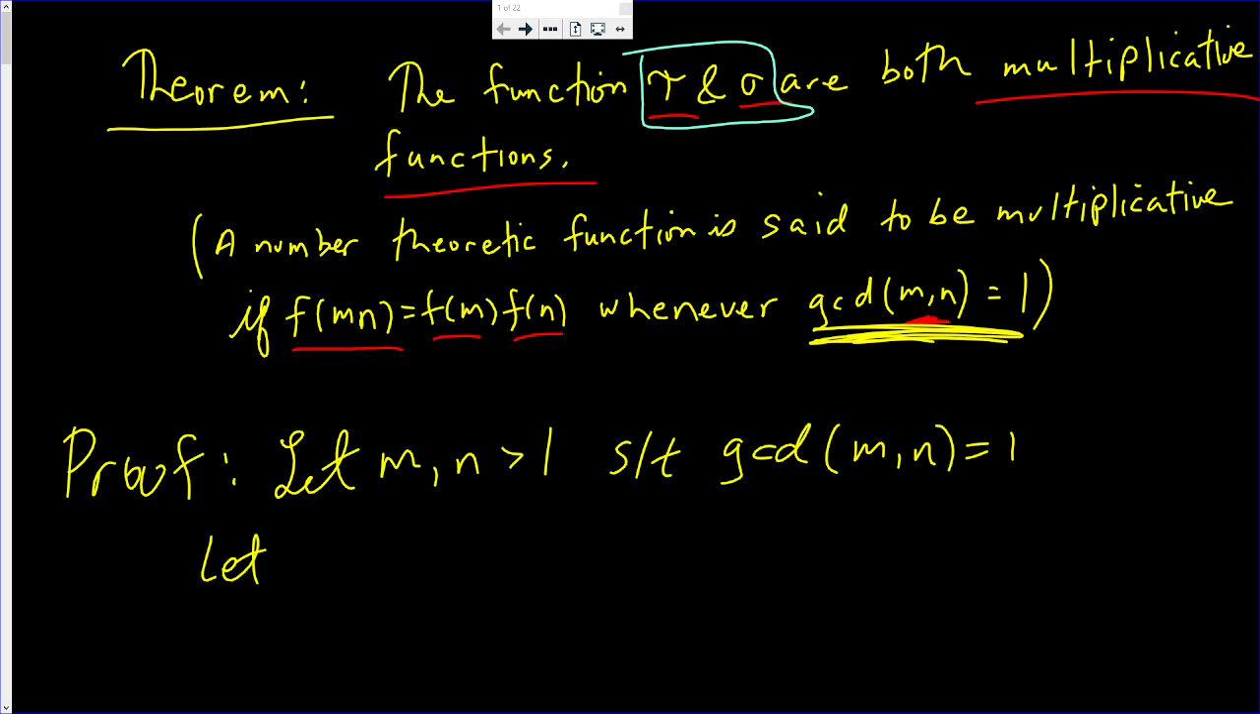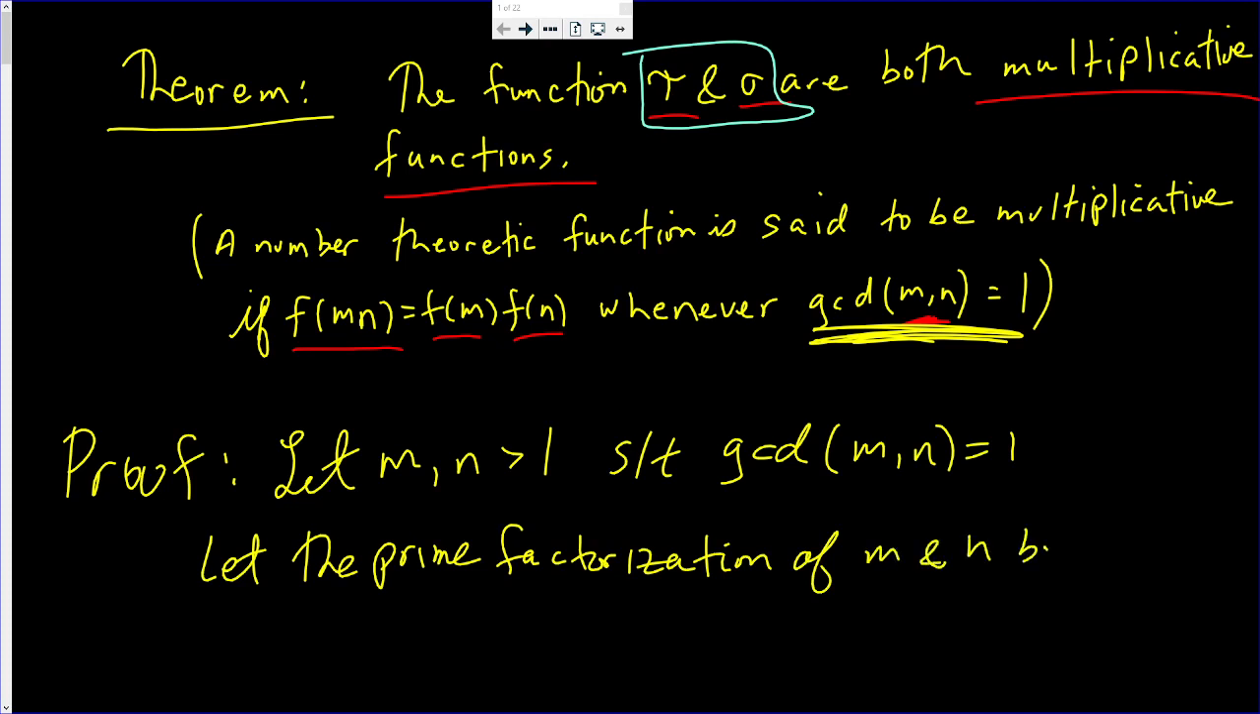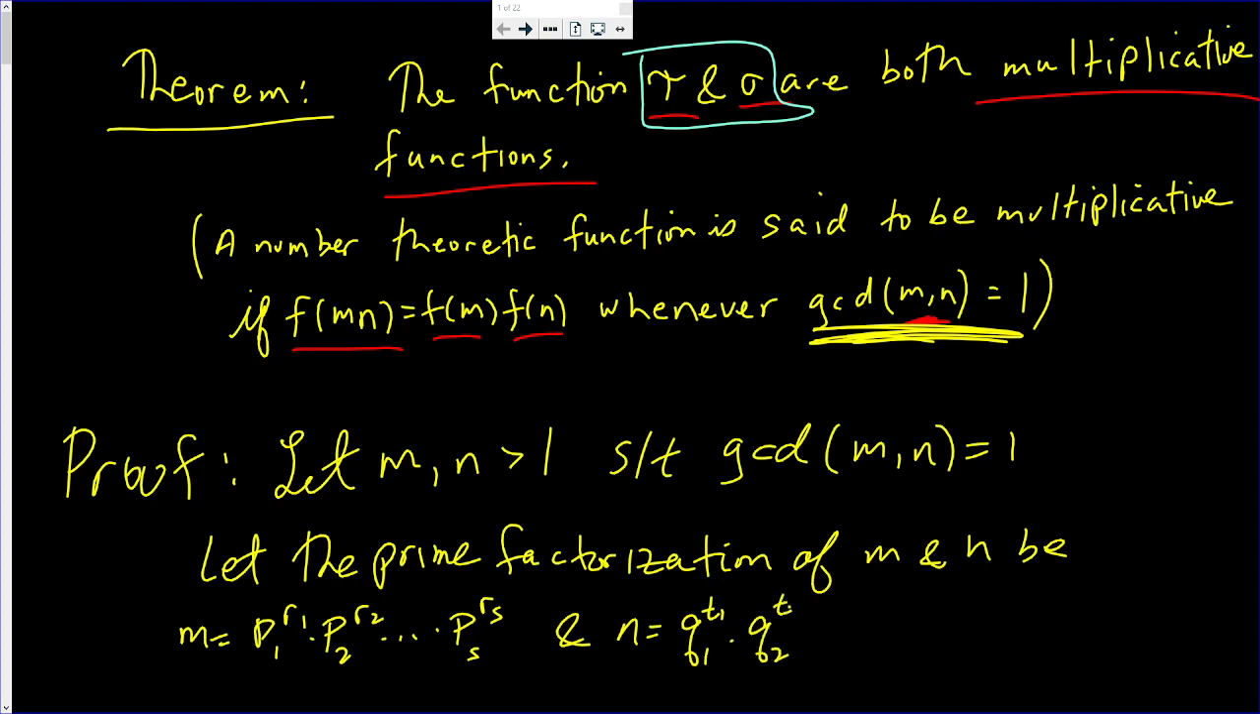Let's find the prime factorization. Let the prime factorization of m and n be: m is equal to p sub 1 to the r sub 1 times p sub 2 to the r sub 2 all the way down to p sub s to the r sub s, and let n equal q sub 1 to the t sub 1 times q sub 2 to the t sub 2 all the way down to, say, q sub u to the t sub u.